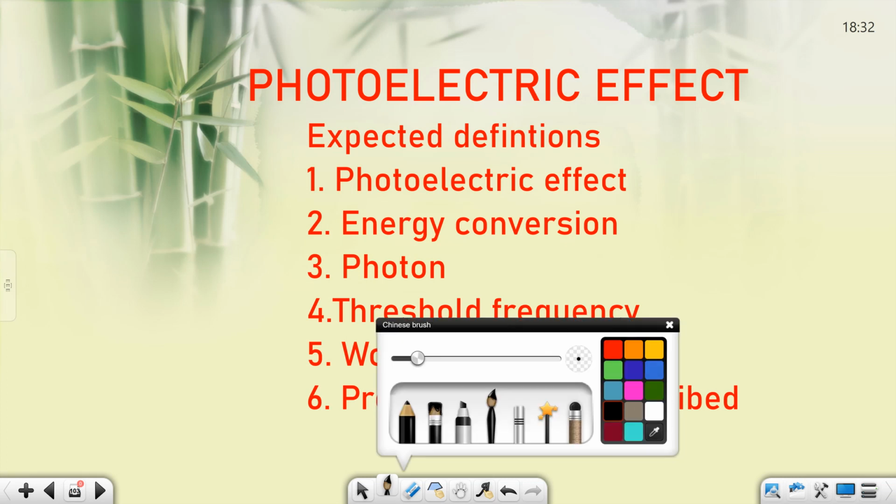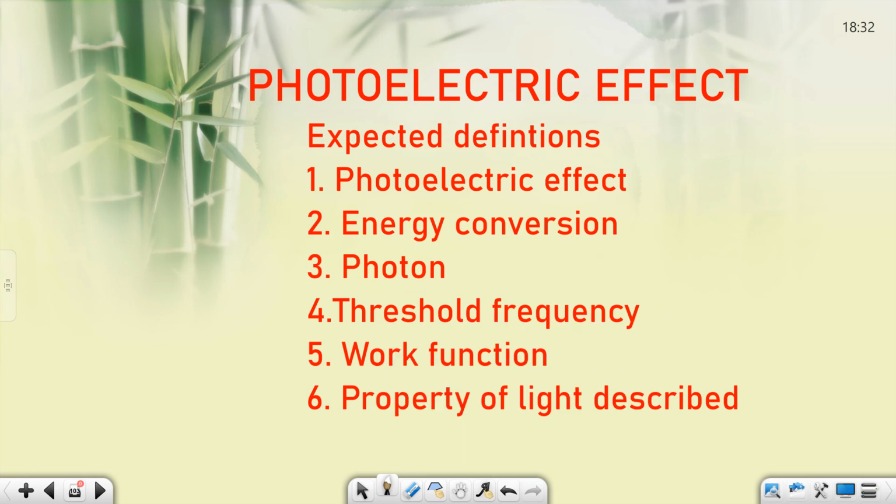Okay, so now when we look at photoelectric effect, what are my expected definitions? All right, we must be able to define all the following: photoelectric effect itself, the process of ejecting electrons from the surface of a metal when light of suitable frequency shines on them. What type of energy conversion takes place?